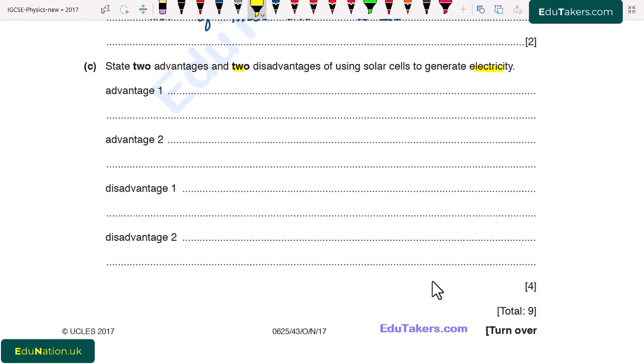And they can be placed on the roofs. So I write here they can be placed on roofs. And the second advantage is that solar cells do not cause pollution.